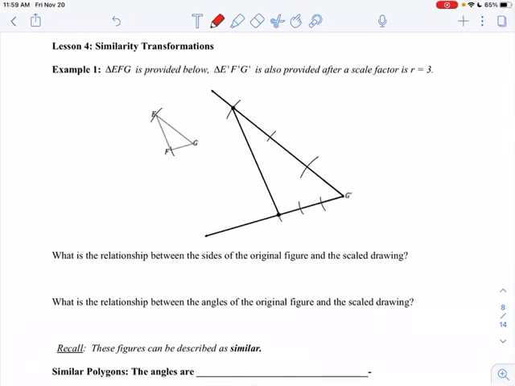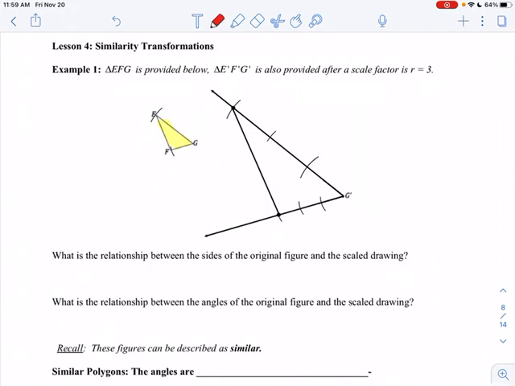Hi GOR, this is Unit 4, Lesson 4, and today we're going to talk about similarity transformations. So I have a picture of triangle EFG, which is right here, the smaller one, all right? And triangle E prime, F prime, G prime was constructed after a dilation with a scale factor of 3.